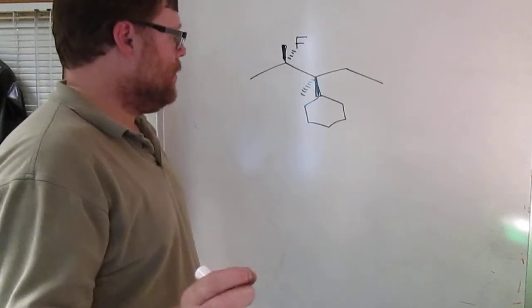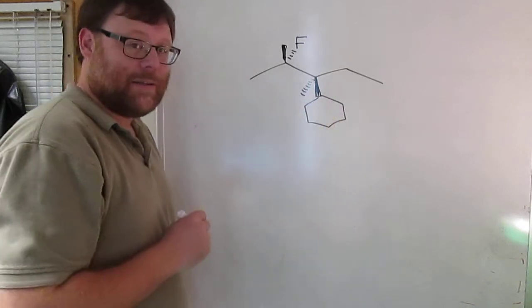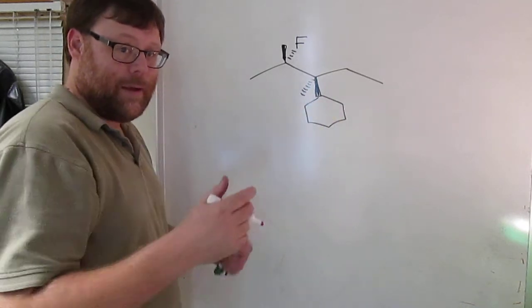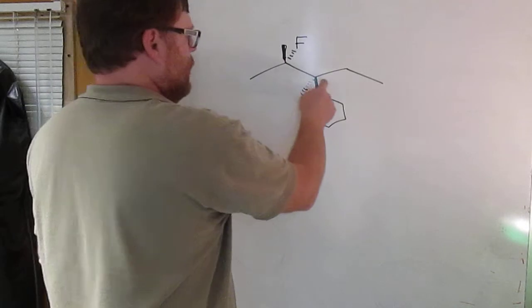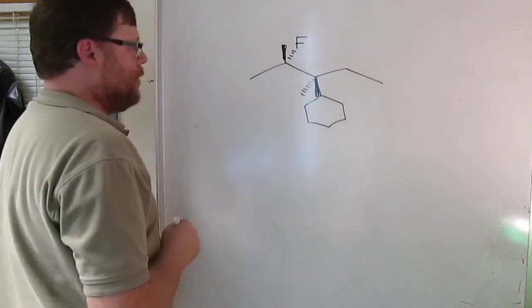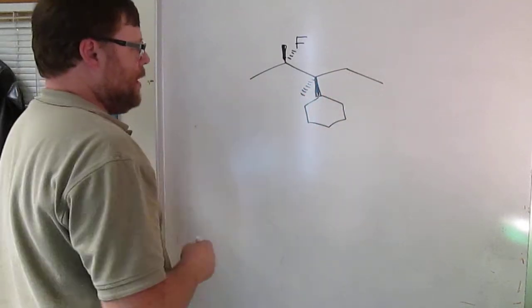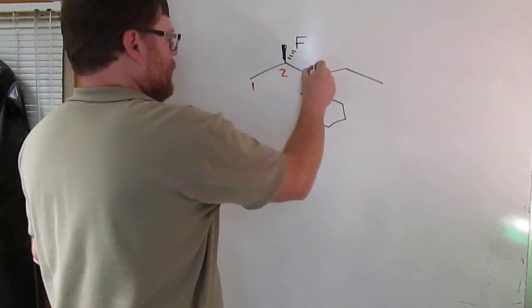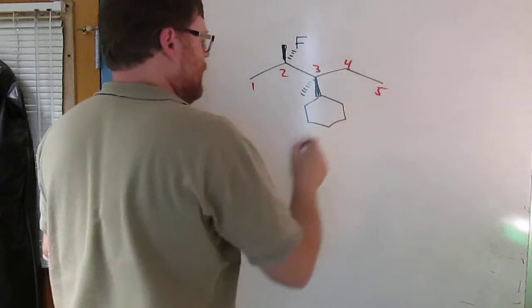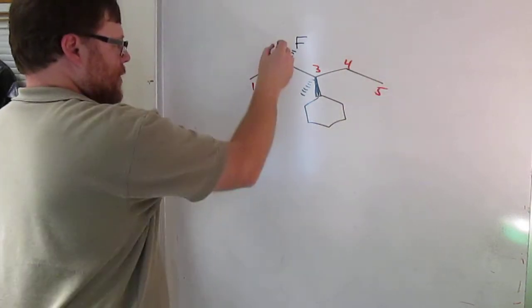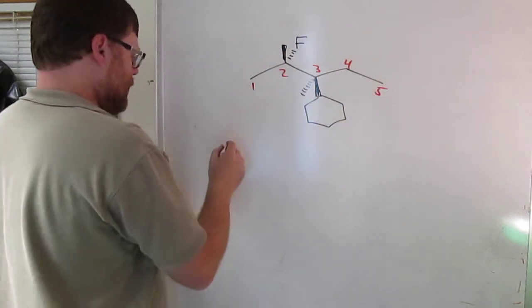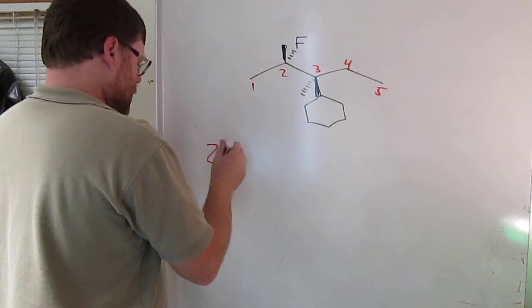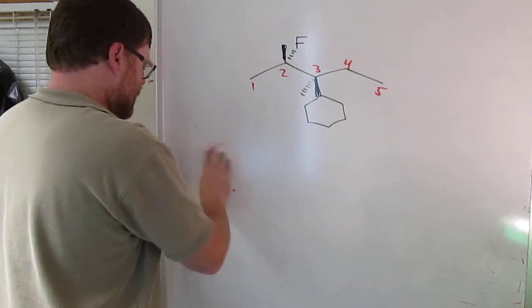Okay, so name: six-membered ring. It's easiest to just name that as a substituent. We have a 1, 2, 3, 4, 5-membered ring, or sorry, parent chain. We're going to do that as a substituent. So this is going to be 1, 2, 3, 4, 5. So we have a 2-methyl and a 3-methyl. We have a 2-fluoro. We also have a 3-cyclohexyl.